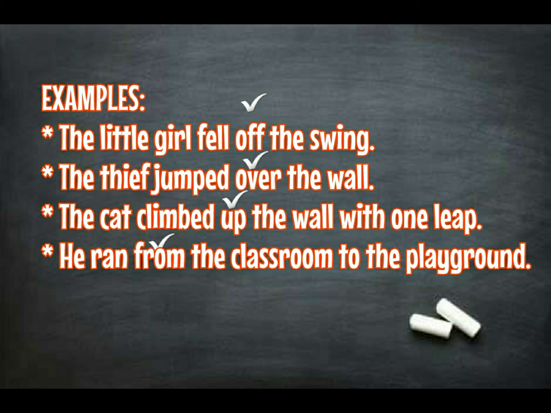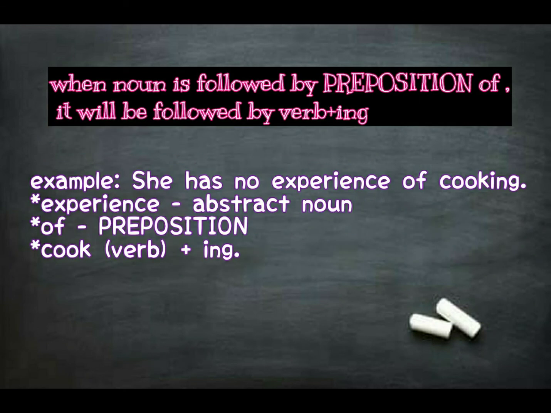Here are some key points that we have to remember. When a noun is followed by the preposition of, it will be followed by a verb plus ing. Examples are given. She has no experience of cooking. Here the word experience is an abstract noun followed by the preposition of. So when we have a noun followed by the preposition of, we use verb plus ing.